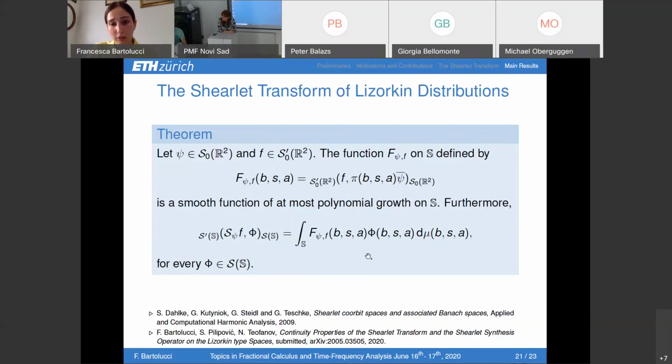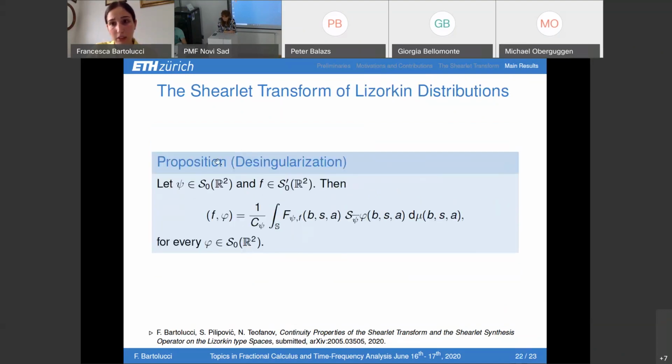And finally, from this theorem, we have this desingularization result in the sense that we can write the action of any Lizorkin distribution as an absolutely convergent integral, where this is the function that identifies the Shearlet transform of the Lizorkin distribution F. So this is the last result, and thank you very much.